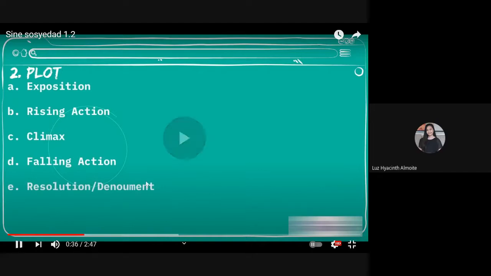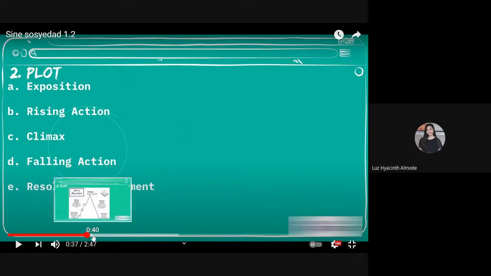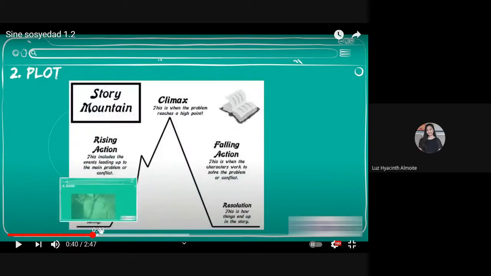So there are stages of the plot. First is the exposition. Okay, let's see the flow. The background or the exposition. This is the beginning of the story, in which your characters, your setting, and the main conflict are typically introduced in this part or in the beginning of the story.